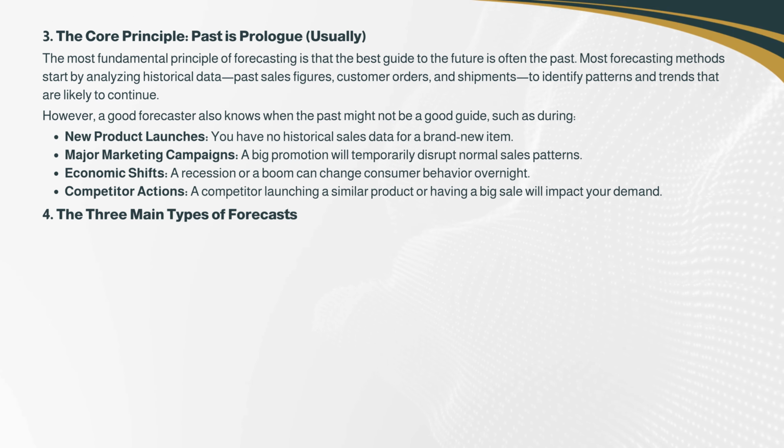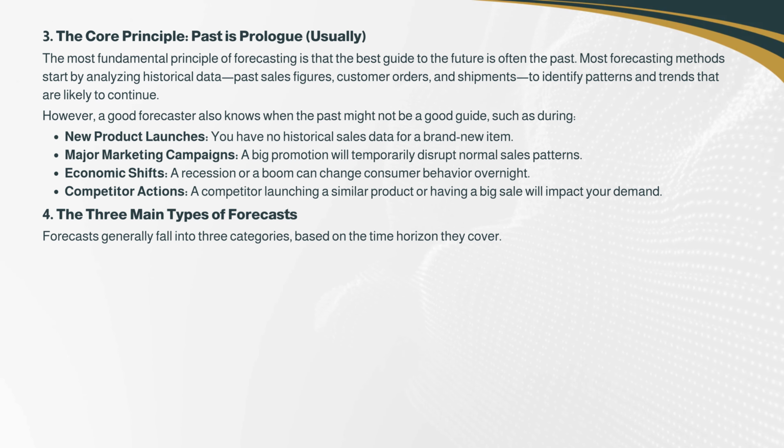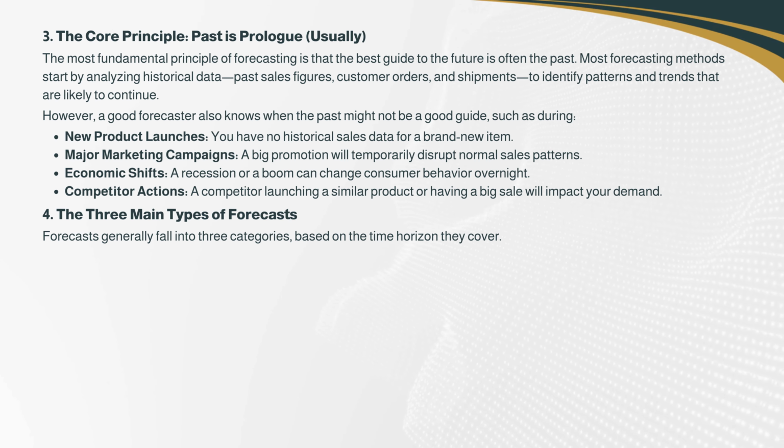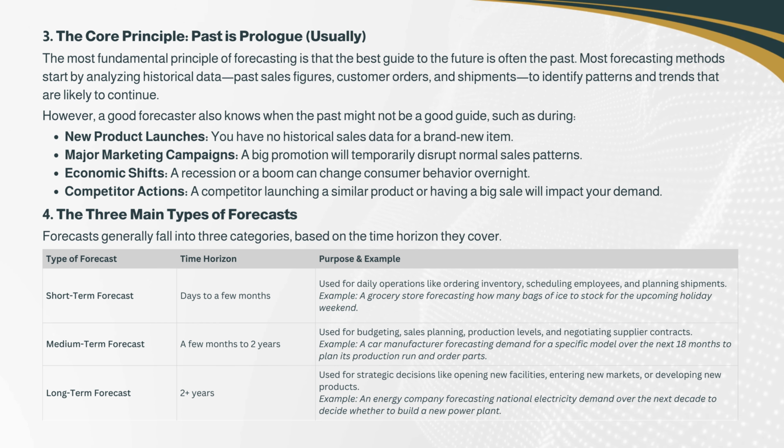4. The 3 main types of forecasts. Forecasts generally fall into 3 categories, based on the time horizon they cover. Type of forecast: short-term forecast. Time horizon: days to a few months. Purpose and example: used for daily operations like ordering inventory, scheduling employees, and planning shipments. Example: a grocery store forecasting how many bags of ice to stock for the upcoming holiday weekend.